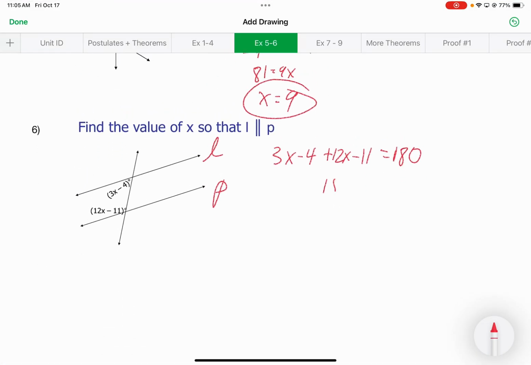All right, 3x and 12x is 15x. Negative 4 and negative 11 is negative 15, equals 180. I proceed to solve. Add 15 to both sides. 15x equals 195. And then divide both sides by 15. You said what? 13. I believe you, Haya. So x is 13.